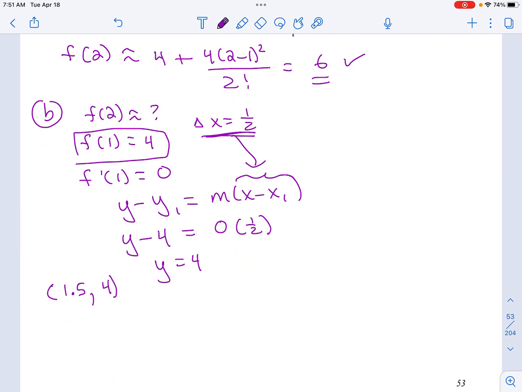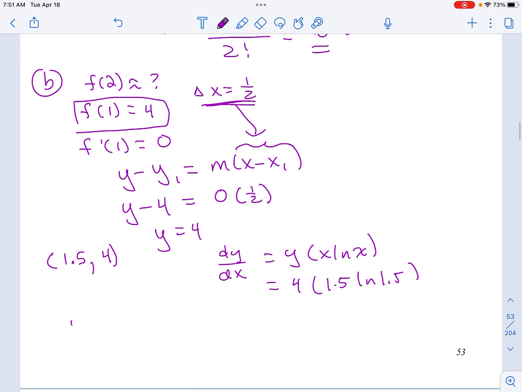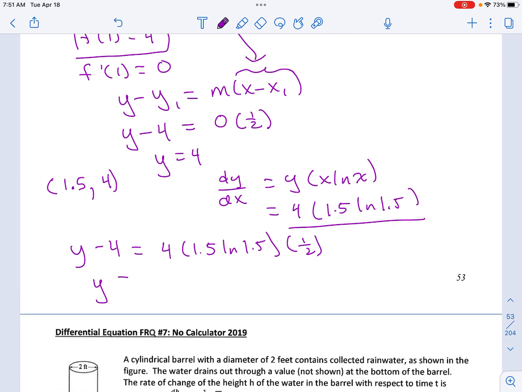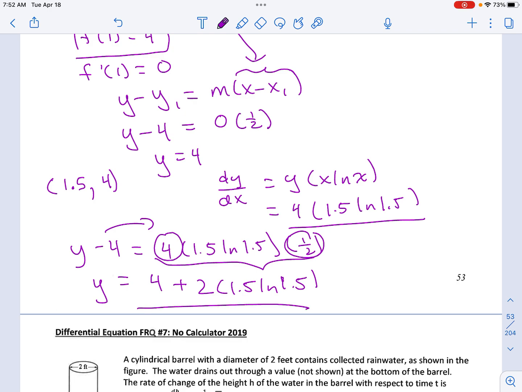So I need to calculate the slope here. So they gave us a formula for dy dx. It's y times x times ln of x. So if I plug that in, y is 4, x is 1.5, and I'm just going to leave it like this. So y minus 4 equals, I'm just going to write all this out, 4 times 1.5 times ln of 1.5, and then delta x, which is 1/2. So your y coordinate here would be 4 plus, move this 4 over, all of this. I'm just going to clean this up and make that a 2, but then everything else, I'll just write it like this. So I'm going to just leave my answer like this, whatever this answer may be.